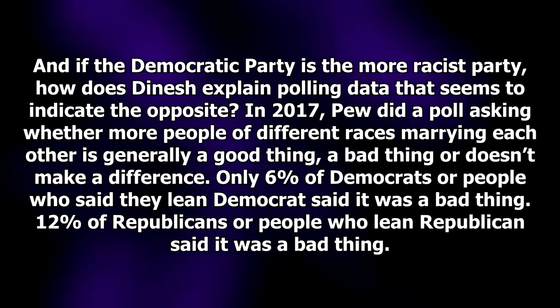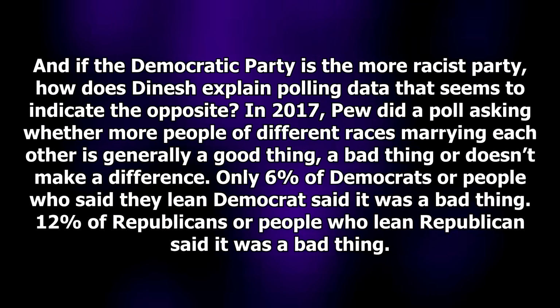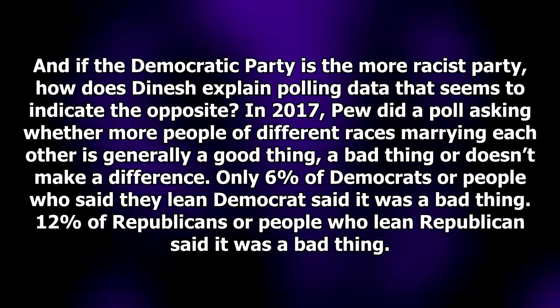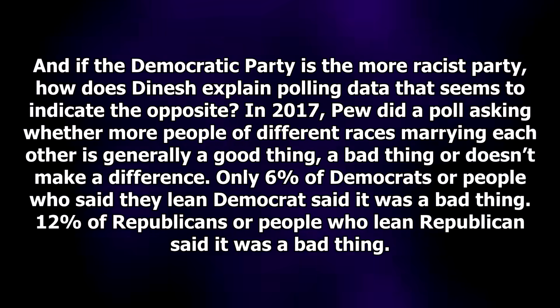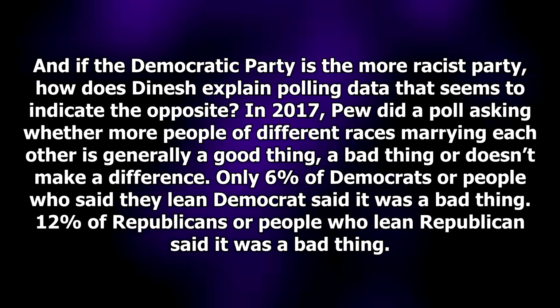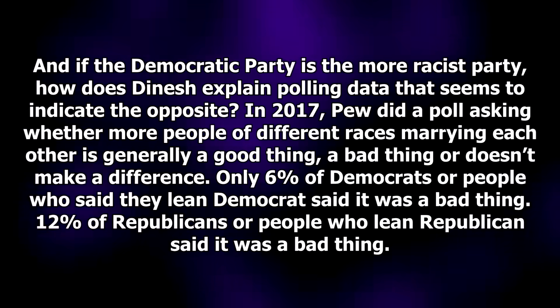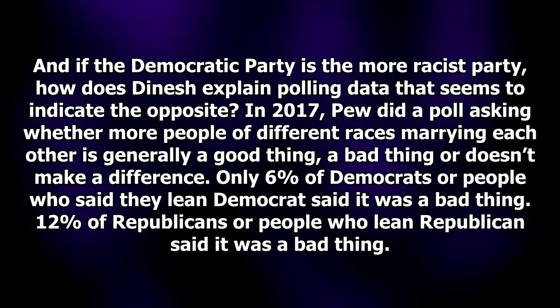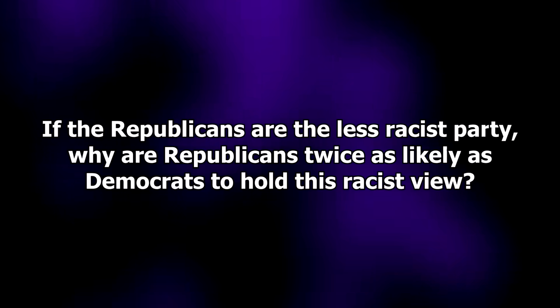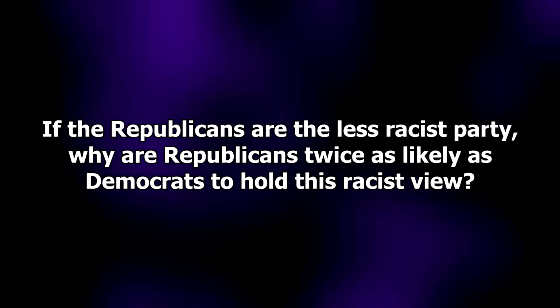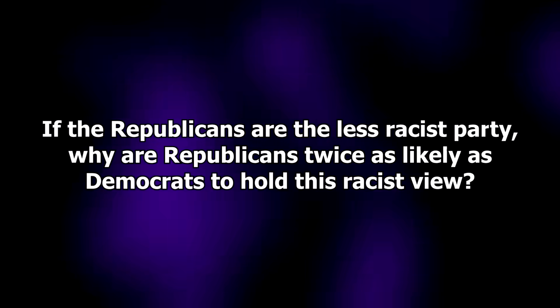In 2017, Pew did a poll asking whether more people of different races marrying each other is generally a good thing, a bad thing, or doesn't make a difference. Only 6% of Democrats, or people who said they lean Democrat, said it was a bad thing. 12% of Republicans, or people who lean Republican, said it was a bad thing. If the Republicans are the less racist party, why are the Republicans twice as likely as Democrats to hold this racist view?